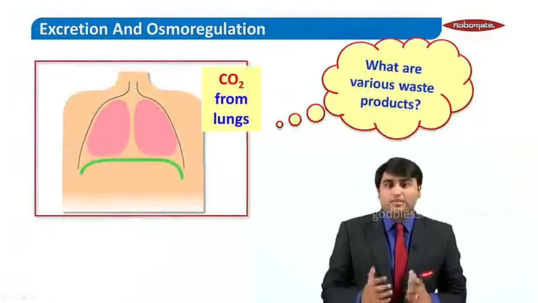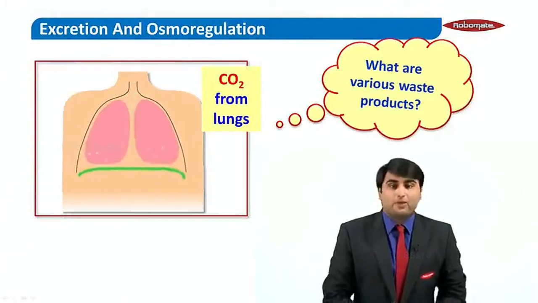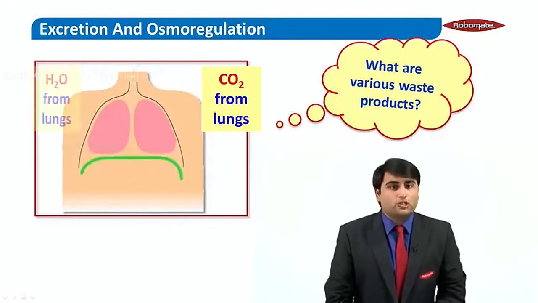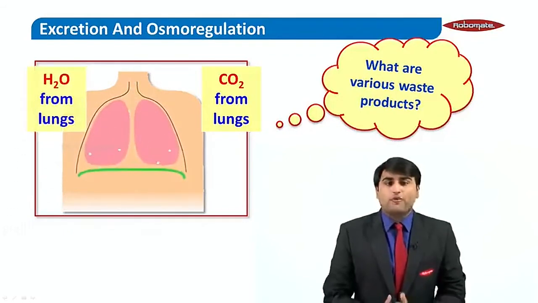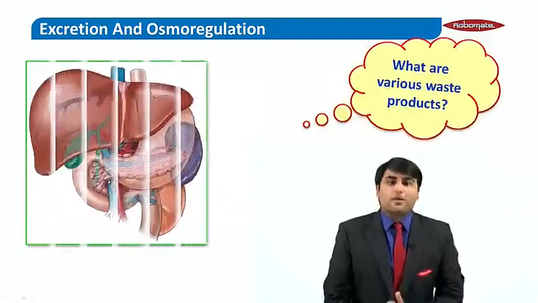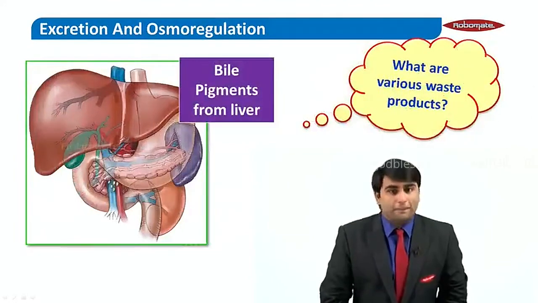Now let's see what are the various waste products formed in our body. Here you can see our organ, the lungs. Lungs on a daily basis excrete carbon dioxide, which is a waste product. Along with carbon dioxide, they also excrete water vapor. So these are the two waste products which are excreted by our lungs. Another waste product is excreted from our organ liver, and it excretes the waste product called bile pigments.